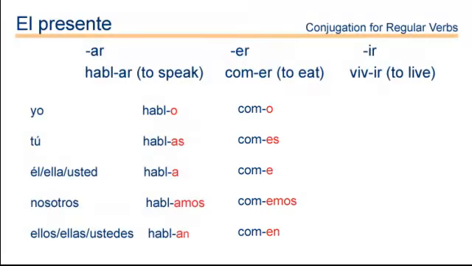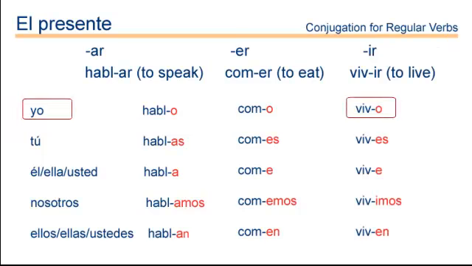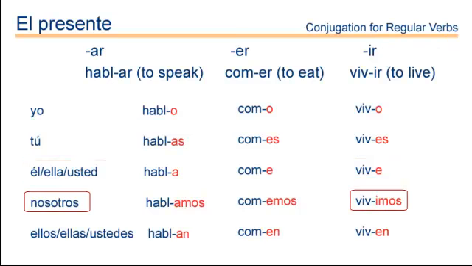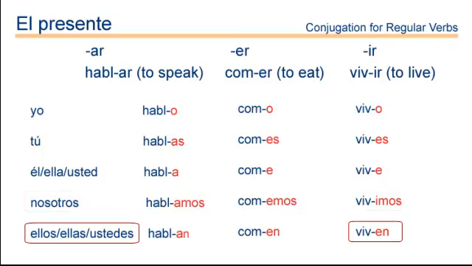Now let's see how we conjugate the verb vivir. Yo vivo, tú vives, él, ella, usted vive, nosotros vivimos, ellos, ellas, ustedes viven.